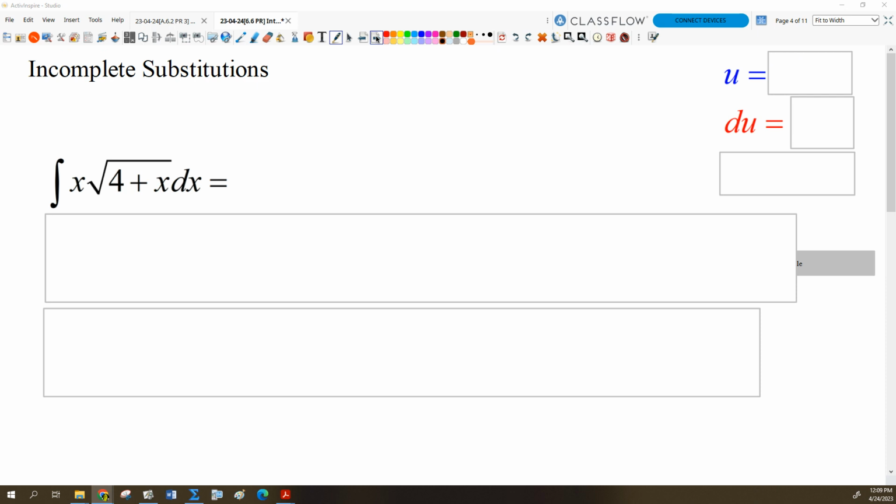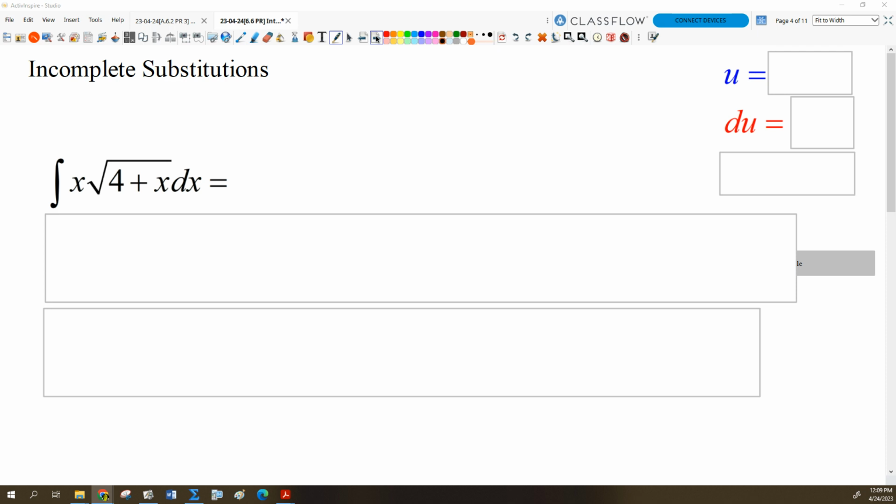What do you think, Tori? What would you probably pick for your u? Square root of 4 plus x. Probably not the square root part, right? Because if I pick u to be a square root, then when I differentiate, I'm going to have a square root as part of my du, and we don't have that, right? So it's just going to be the 4 plus x.